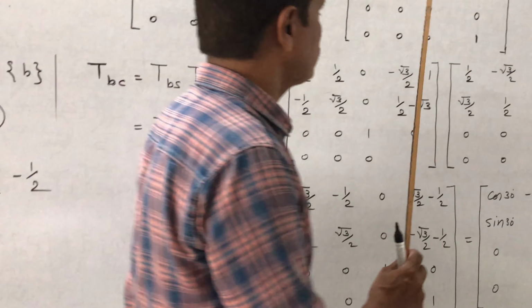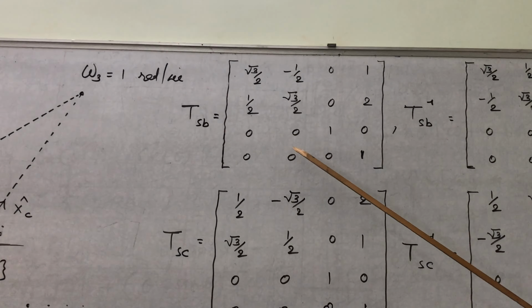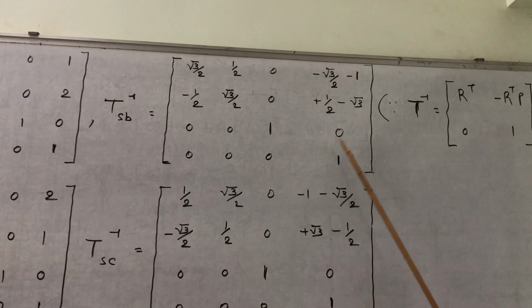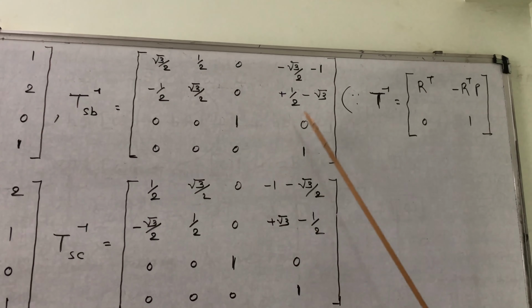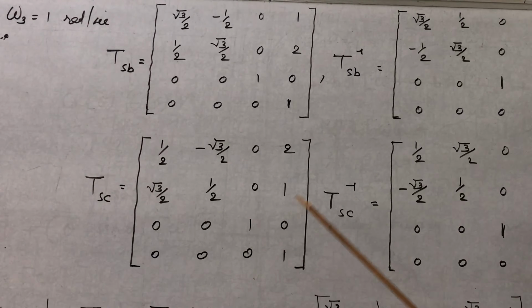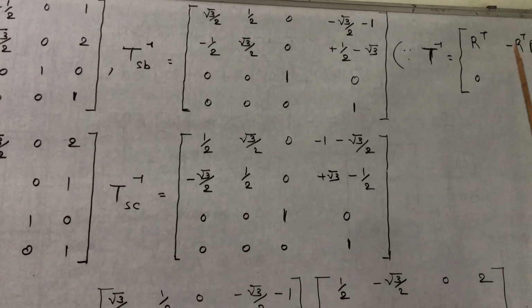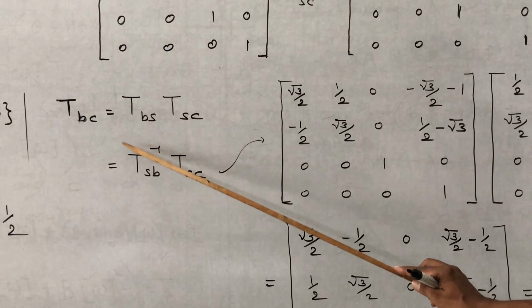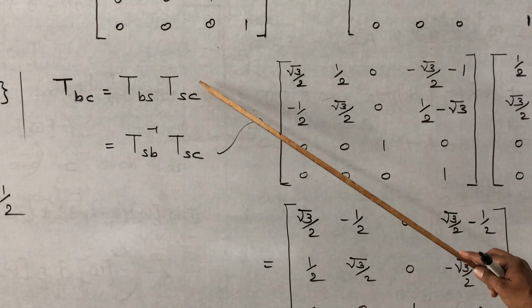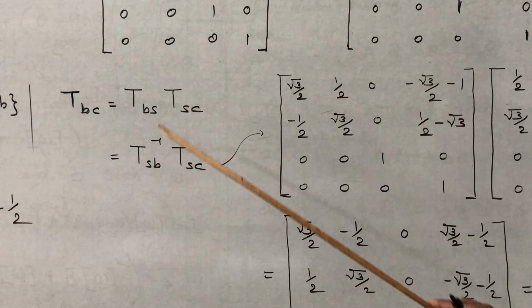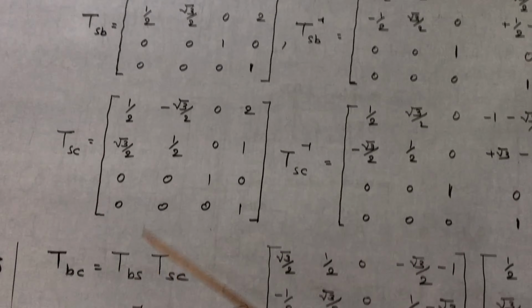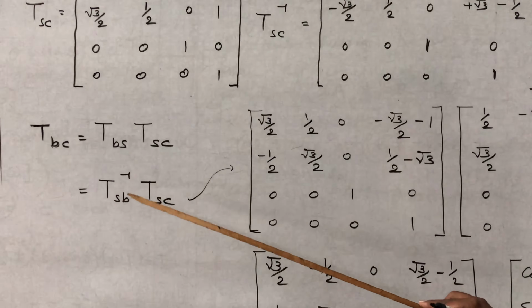Now here, this is TSB. I have written it as it is. This one is TSB inverse, using the formula R transpose, minus R transpose into P, 0 1. So I have calculated, you can check yourself, but this one is true. TSB inverse. This one is TSC and this one is TSC inverse using the same formula. Now TBC. So TBS into TSC. This represents C to S and this represents S to B. So as a whole C to B. So TBC is what? TBS, TSC. But we have TSB inverse. TBS is TSB inverse. So we can write TSB inverse into TSC.